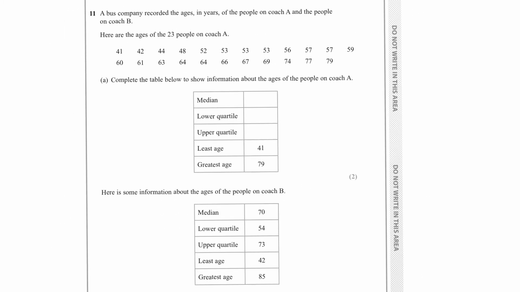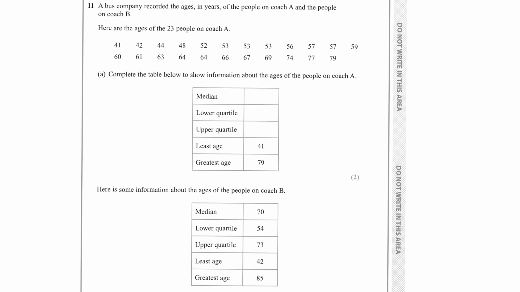Okay, so in the next question, it says a bus company has recorded the ages in years of people on coach A and coach B. And it says that here the ages of the 23 people are here. So it wants us to complete the table below.